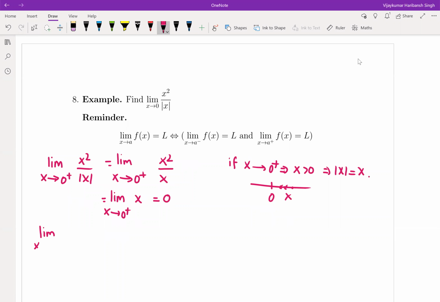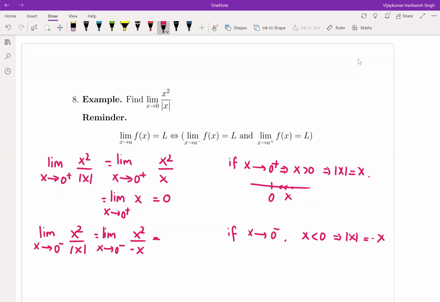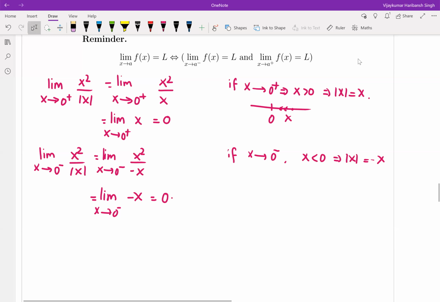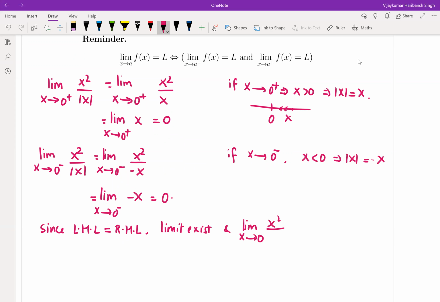Similarly, let's look at it from the other side, the left-hand limit. If x goes to 0 minus, x is less than 0, which implies the absolute value of x is negative x. So we get the limit as x goes to 0 minus of x squared over negative x. You cancel the factor of x from top and bottom, and you get the limit as x goes to 0 minus of minus x, which as x goes to 0 will still go to 0. So since the left-hand limit equals the right-hand limit, the limit exists, and the limit as x goes to 0 of x squared by the absolute value of x is indeed 0.